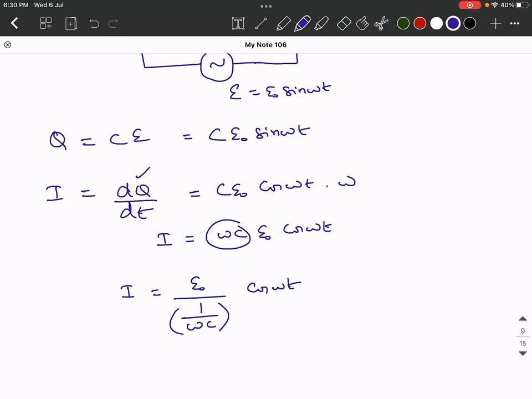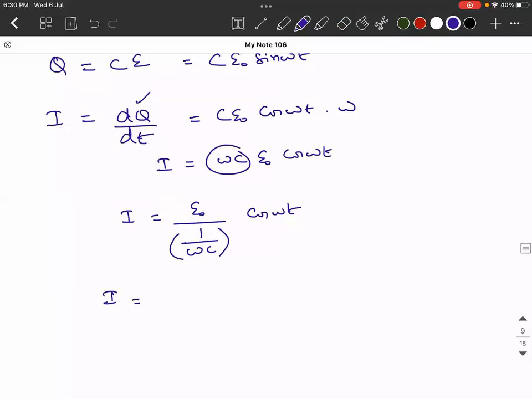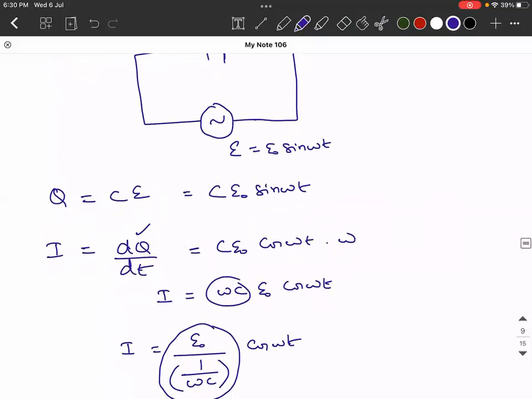Can I write it like this? So I will be equal to E naught divided by 1 by omega C. That I will call as I naught. E naught by 1 by omega C, I'll call it as I naught.